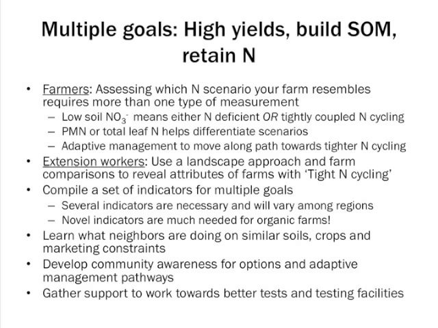Okay, another question. So in the case where you have a test that indicates that you're not nitrogen deficient, but you have tightly coupled nitrogen cycling, what actions should you take?